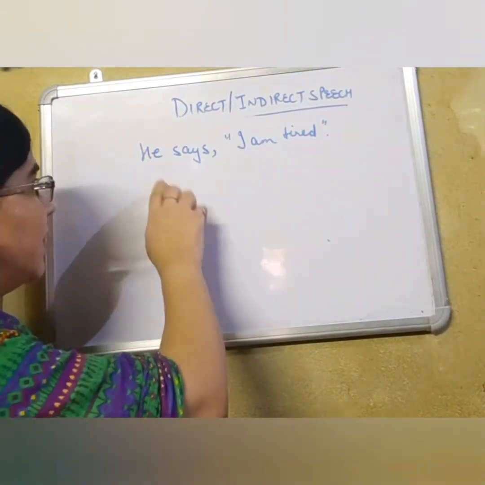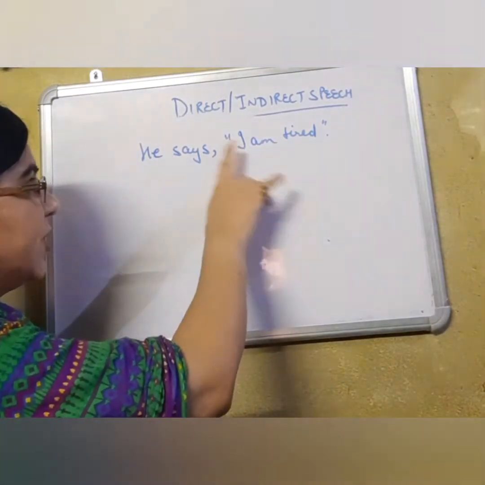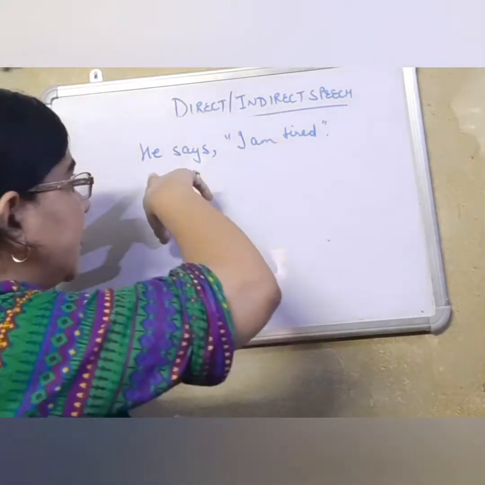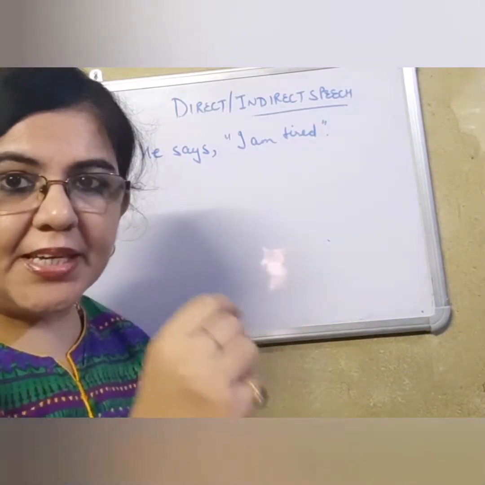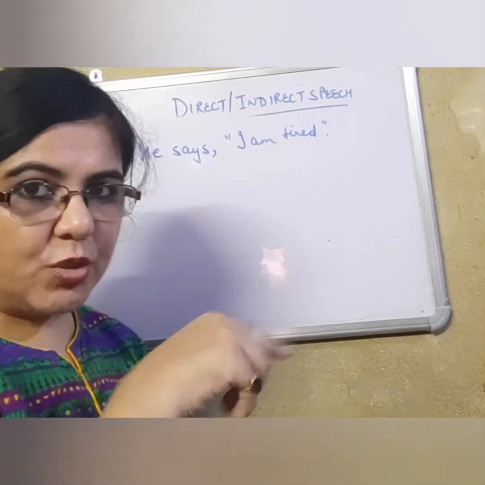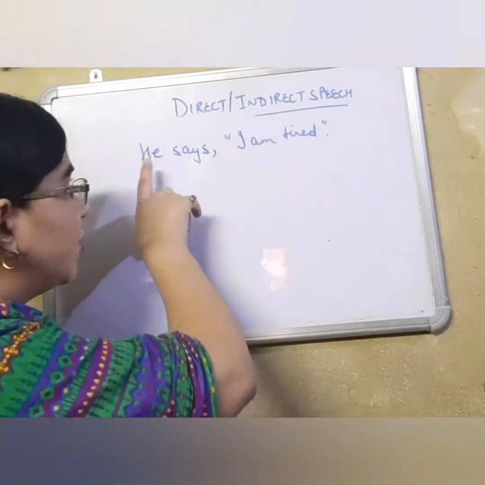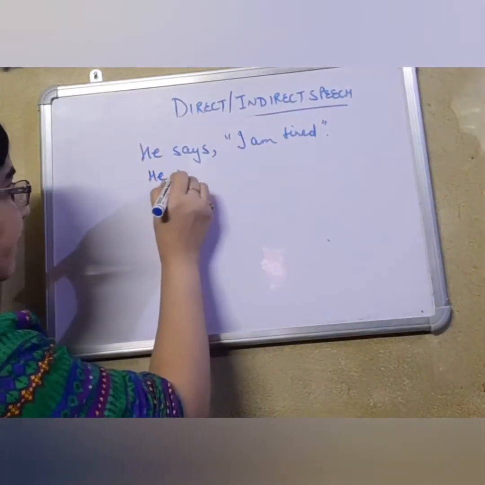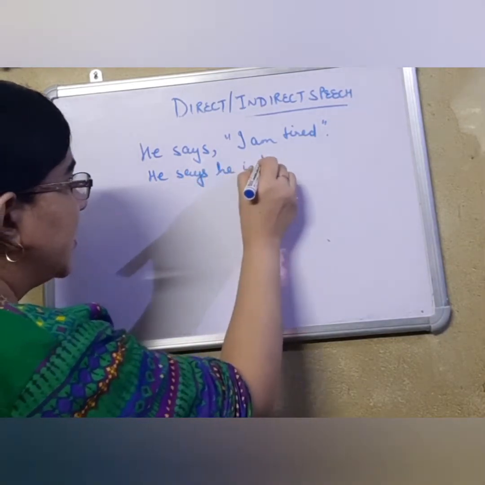This is your third person. So the first person given in direct speech will be converted according to the subject. The subject here is he. So he says, I am tired. You will say he says he is tired. So I, which was in the first person in the direct speech, will be converted according to the subject. So we will say he says he is tired.